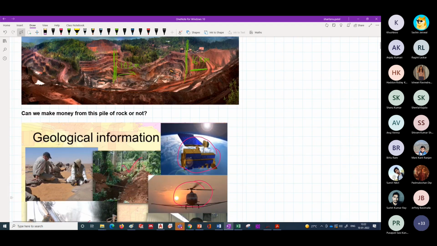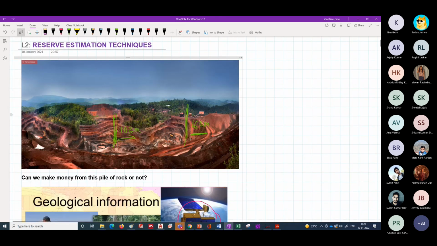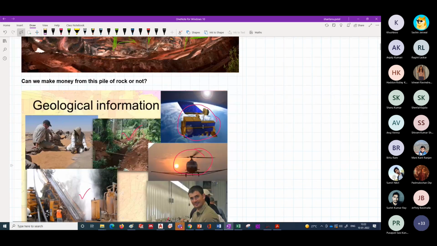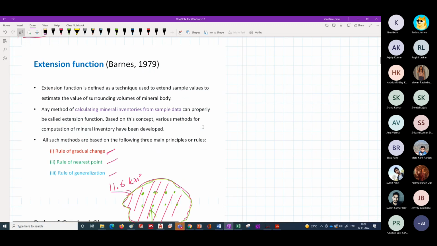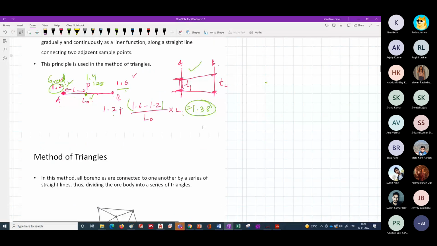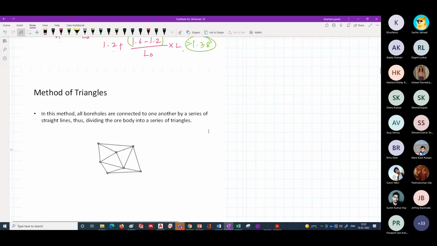Yes. Okay, yeah. So what I'm saying is, if you want to get the thickness in between, you use that linear interpolation kind of thing, right? Yeah, similarly, there's something called the method of triangles. In this method, all boreholes are connected to one another by a series of straight lines, thus dividing the ore body into a series of triangles.